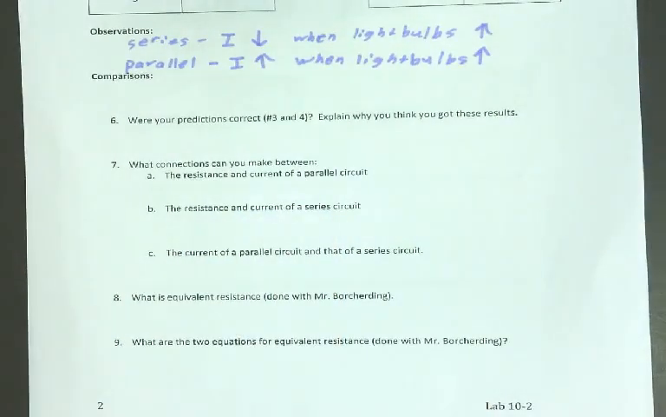All right. What connections can we draw? So the first connection that we can draw is this. We know that current goes down. What makes current go down? Resistance. We did that in the last lab, Lab B. So if the current goes down, that means the resistance must go up.